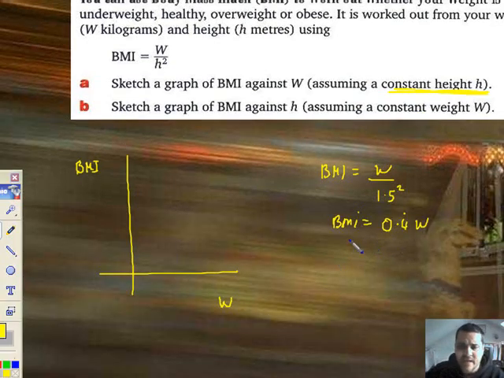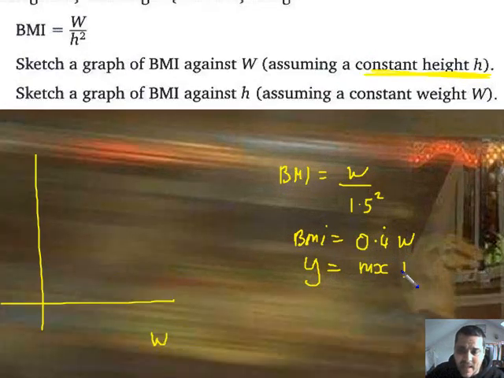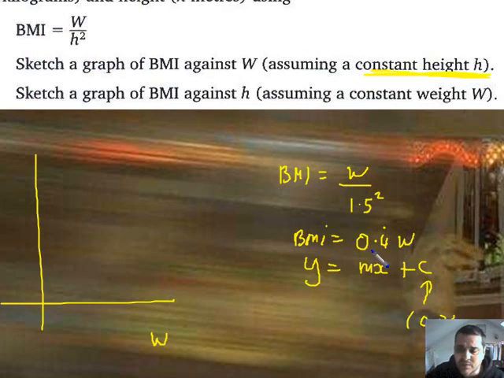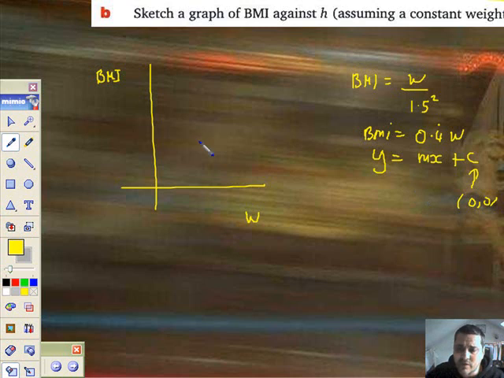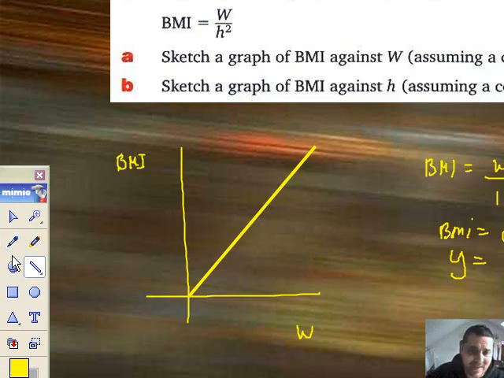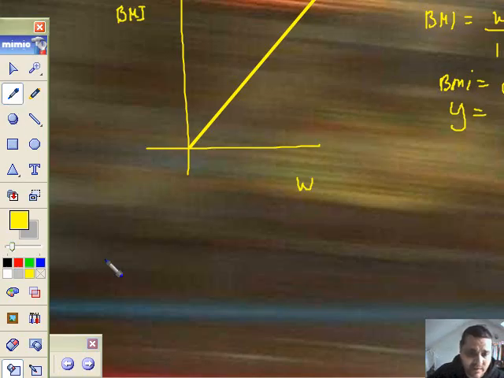Alright, so look at this. If I'm plotting BMI against W, and this 0.4 recurring is constant, I should see a linear relationship between BMI and W. It follows the pattern y equals mx plus c. My c is clearly 0, because there's nothing after the W, and my gradient is 0.4 recurring. So I'm going to stick to the answer: a straight line relationship. The answer book says something really different, so I think they're way wrong.